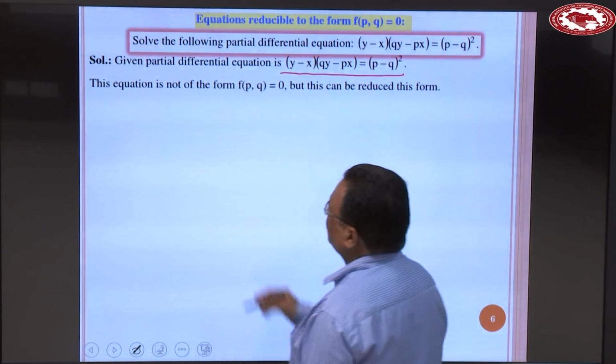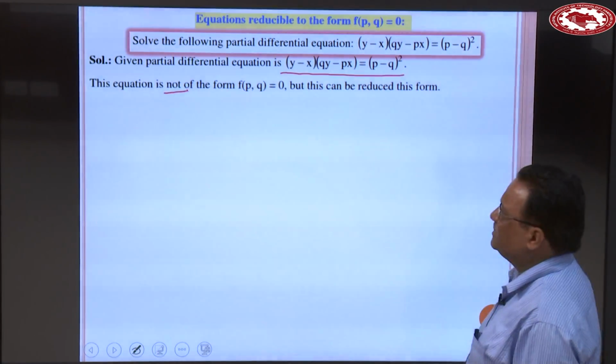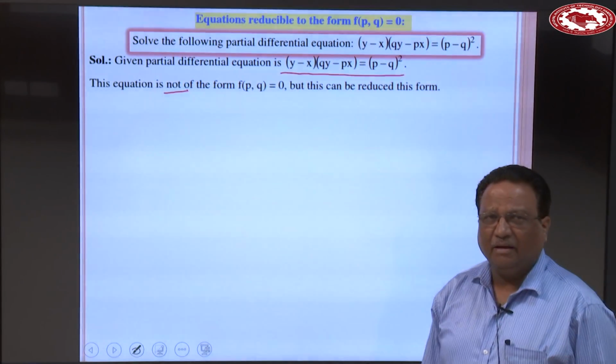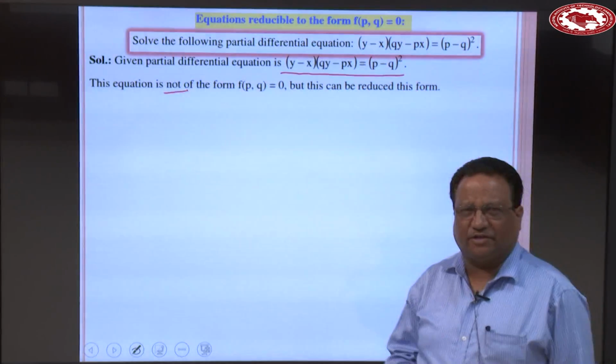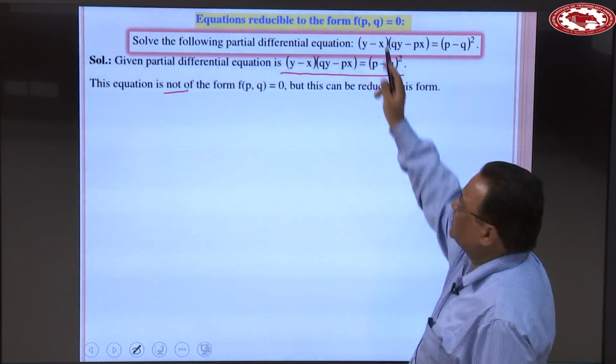Now this equation is not of the form f(p, q) is equal to 0. You will not be able to write this equation in this form right now. But by proper substitution you can reduce this differential equation to this specific form.